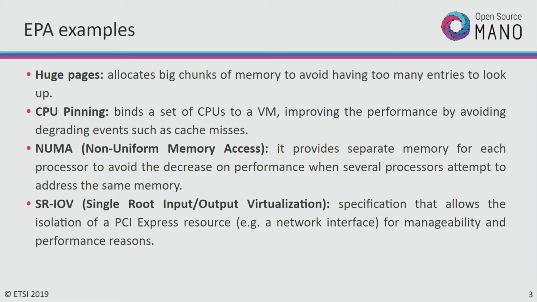And the last one is SR-IOV. And this allows to isolate some PCI Express resource. In the case of OSM, it's the network interfaces of the server, for manageability and performance reasons. So in this case, you can connect your VM directly to a network interface in the server, so you skip a virtualization process there.